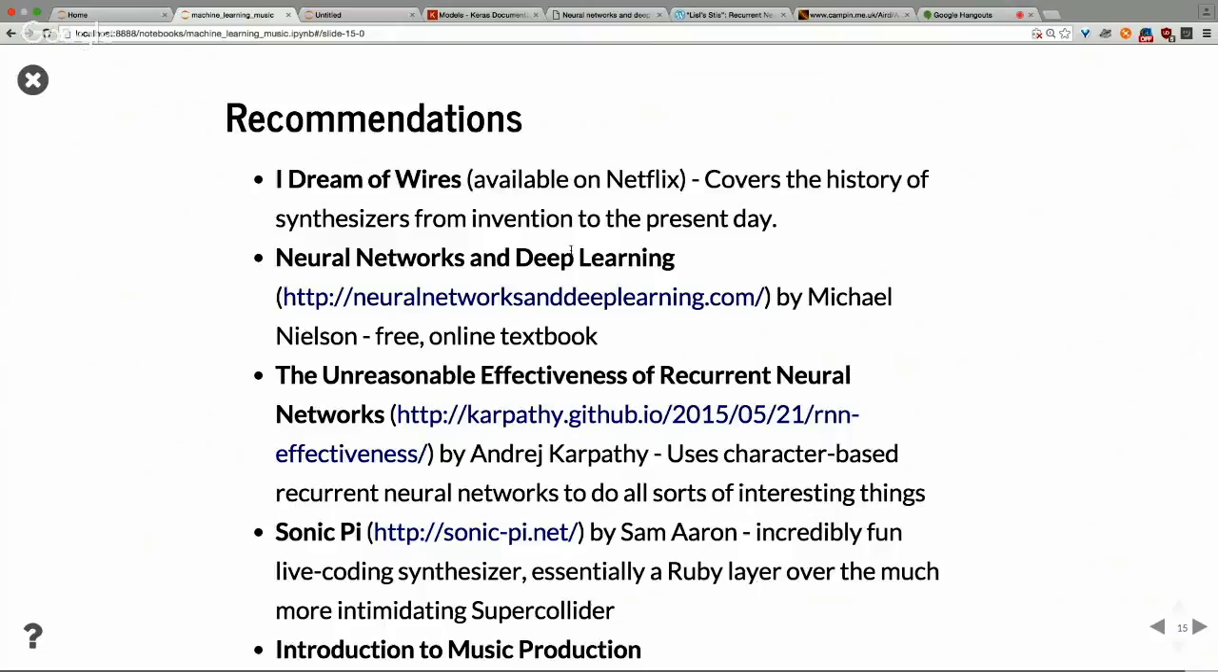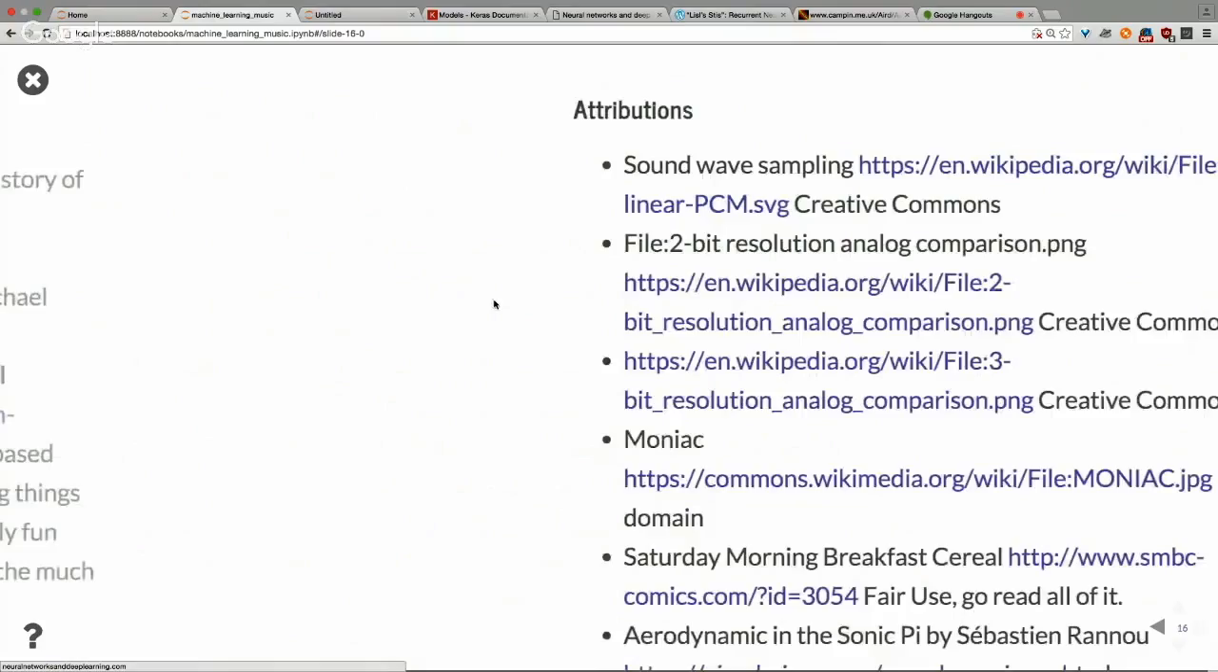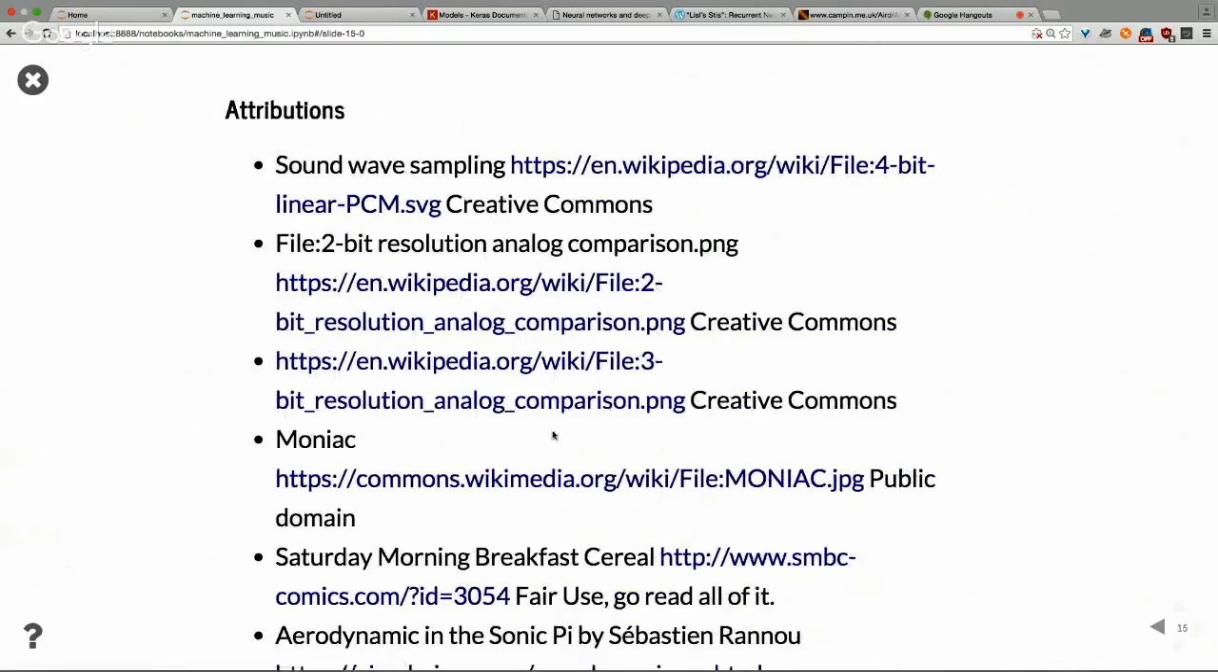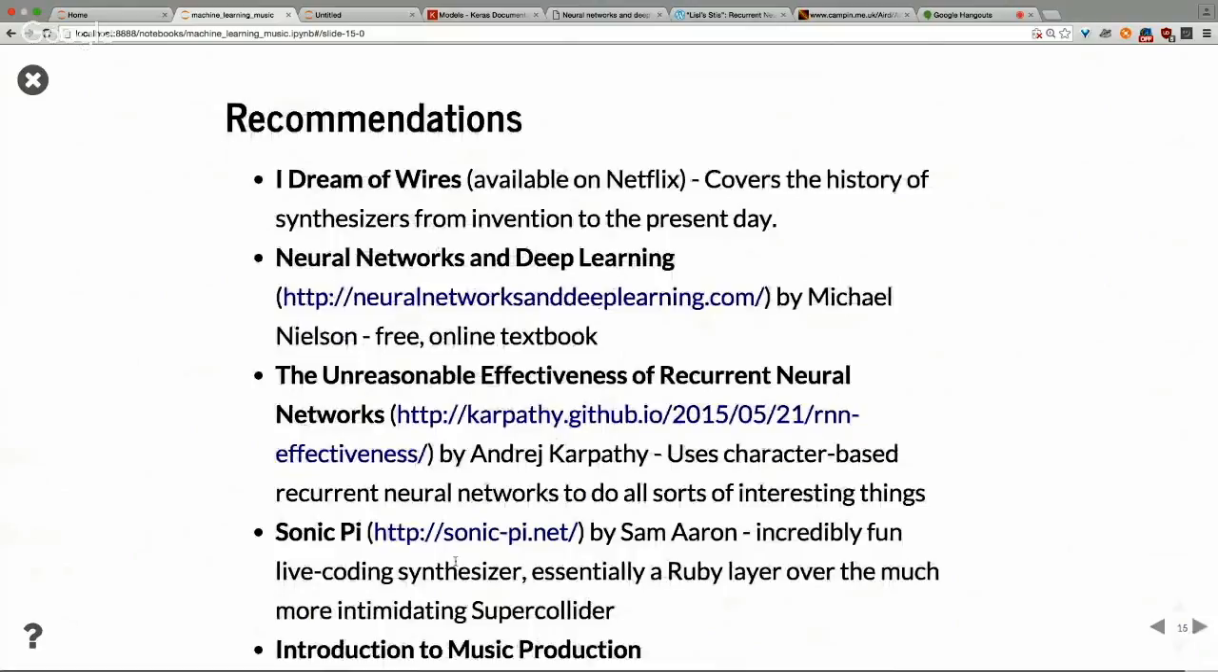And Neural Networks and Deep Learning is a free online textbook that I grabbed one of their pictures from. It's technically fair use because I cite them down here. And Sonic Pi, cannot recommend enough. It's really cool.